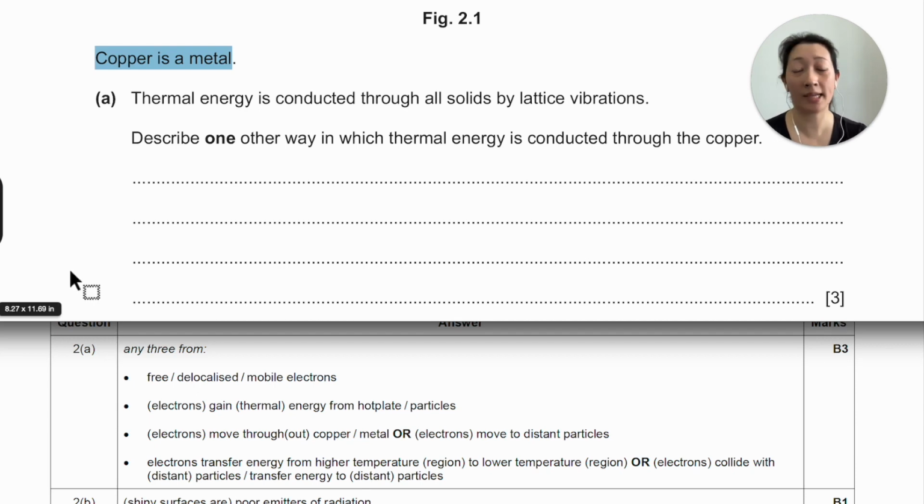In this case, the mark scheme is quite lenient. You only need to write 3 out of the 4 available points to get full marks, and they even allow alternative options to what is written. So remember, this is a process. Describe the process.